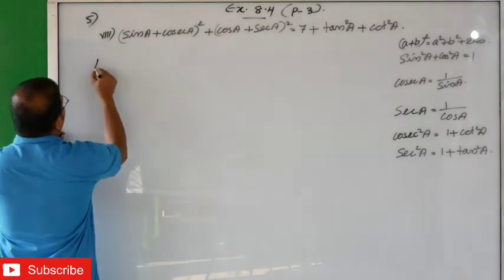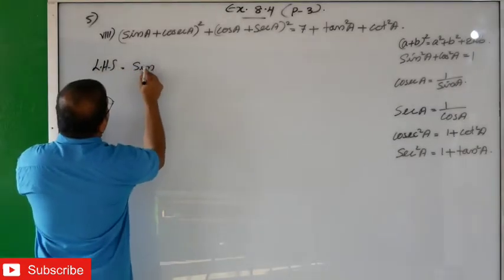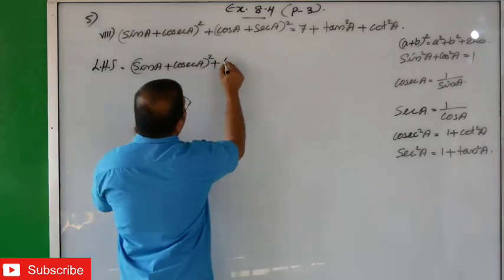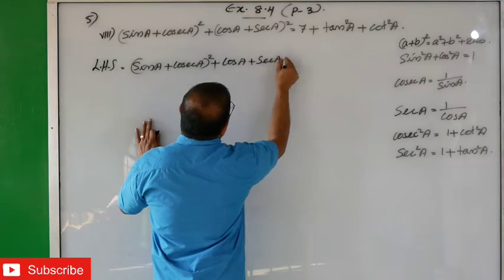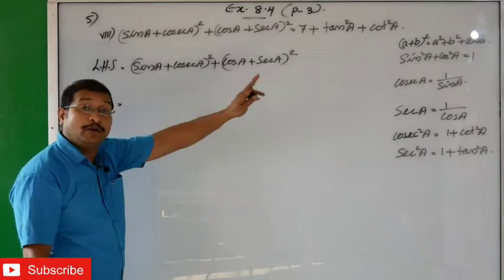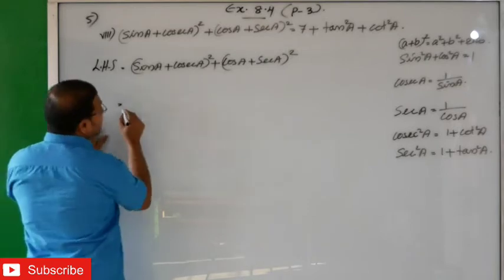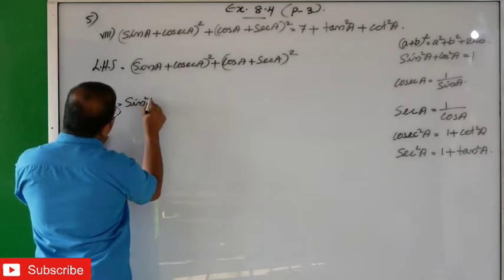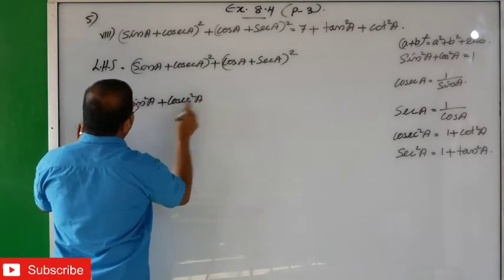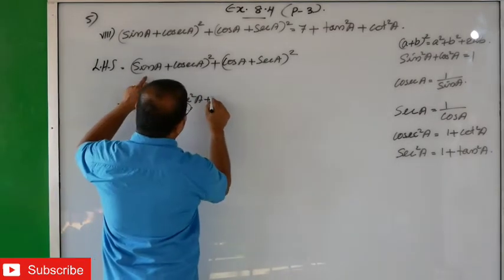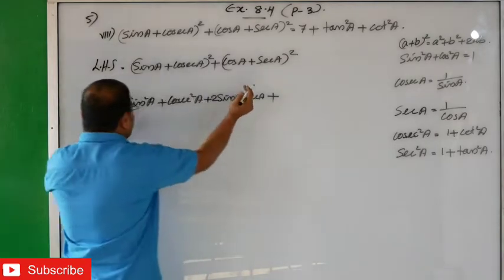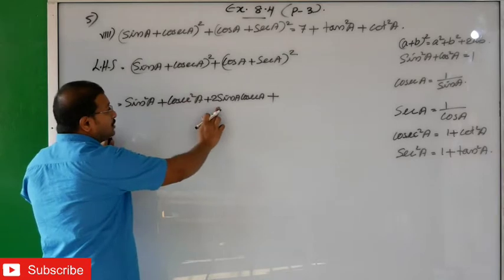Ready? Let's start the LHS now. LHS equals (sin a plus cosec a) the whole square plus (cos a plus sec a) the whole square. Using (a plus b) the whole square equals a square plus b square plus 2ab: what is a here? Sin, isn't it? That means a square is sin square a, and b square is cosec square a. Then 2ab means 2 sin a cosec a, plus. Now the first part is over: a square plus b square plus 2ab.